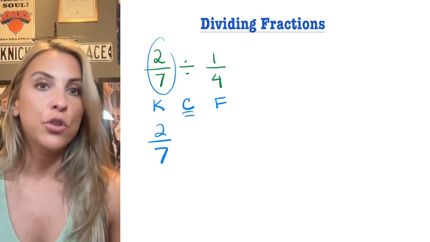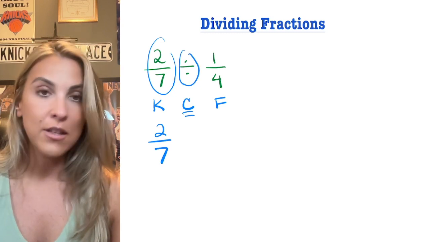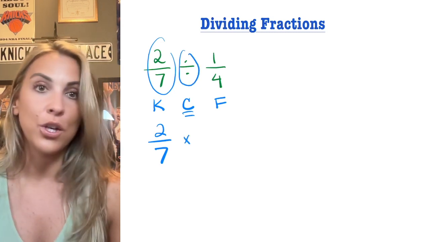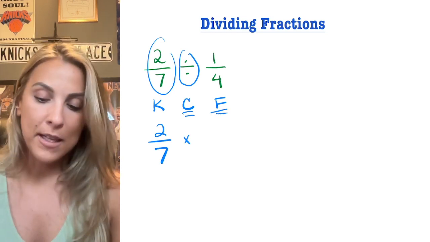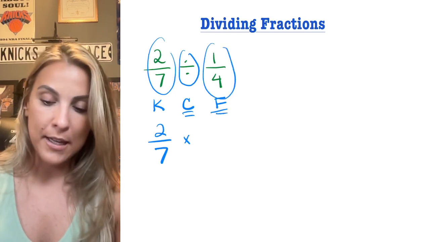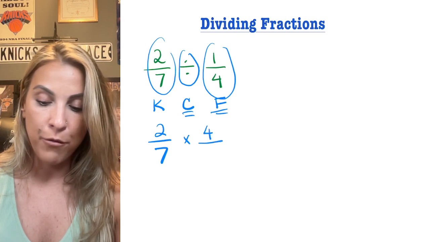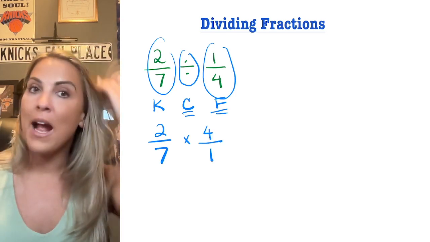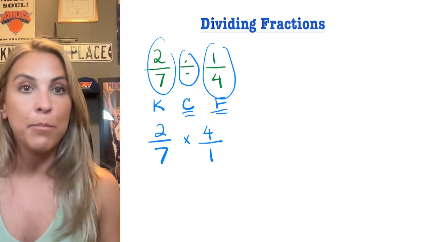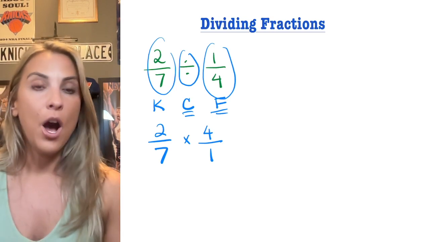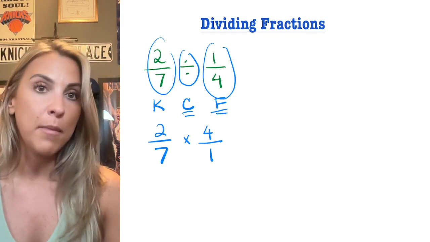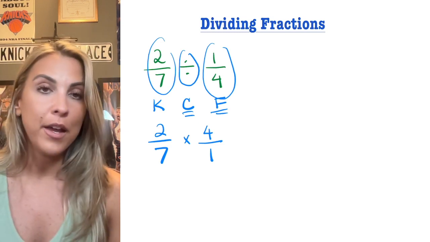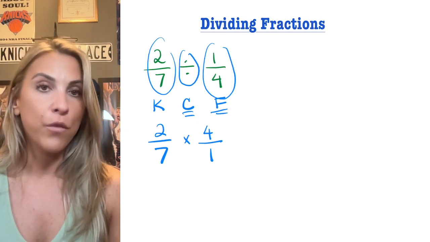That C stands for change, it means change the division into multiplication, a problem that you already know how to do. And the last thing, flip, means we're going to flip this fraction upside down. So 1/4 is going to become 4/1. The fancy math vocabulary word for that is reciprocal. So we're going to multiply a number by its reciprocal when we divide. So 2/7 divided by 1/4 is actually the same thing as 2/7 times 4/1.